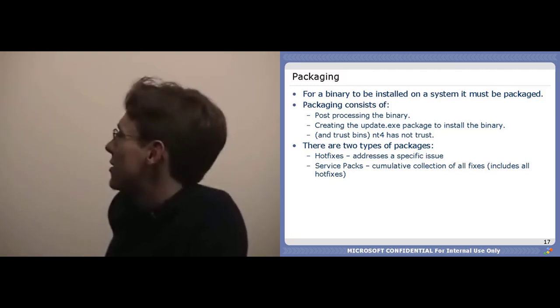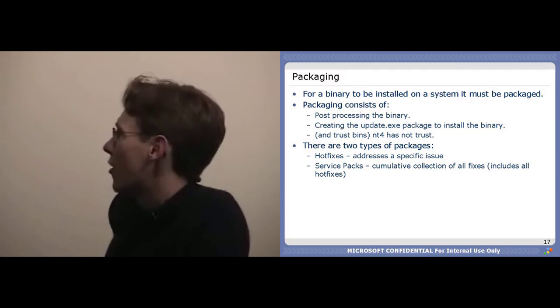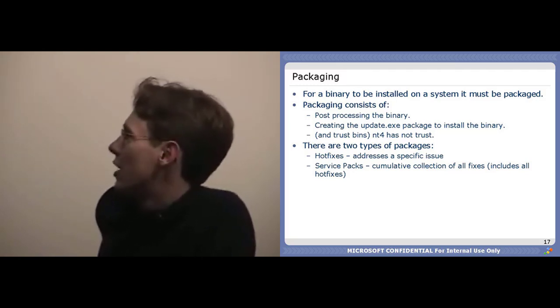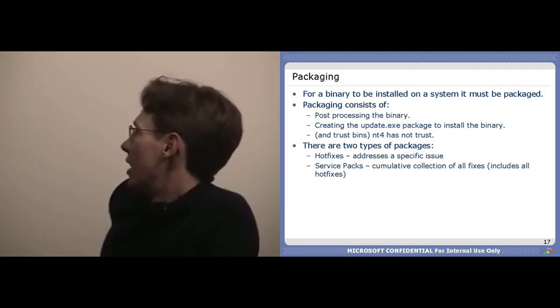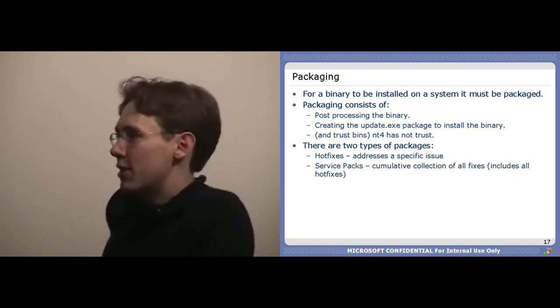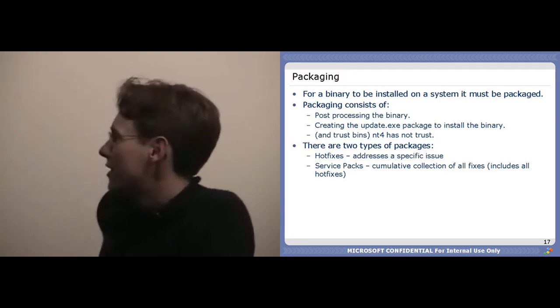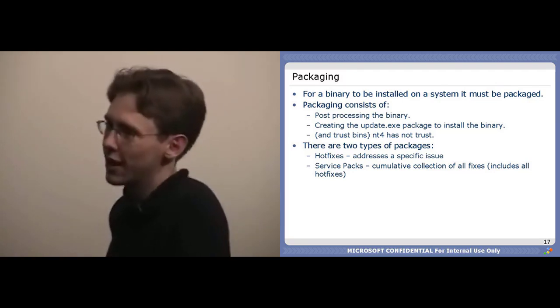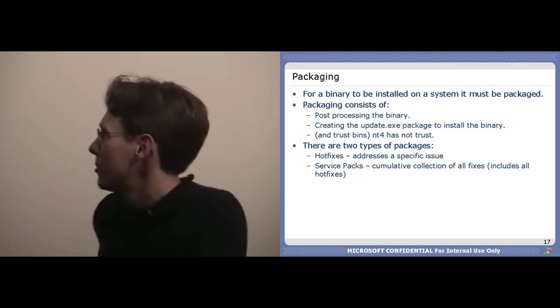And packaging consists of, as I was saying, post-processing the binary, creating the update.exe package, which is the installer that we're going to use to install the package, signing the package if applicable, because anything beyond NT4 has system file protection, which you don't want to just get rid of your change once you copy it onto the system. And then there are two types of packages. Obviously, there are hotfixes and there are service packs, and those are the two main things that the official build lab will build, and if you want to run private builds, you can build them too.